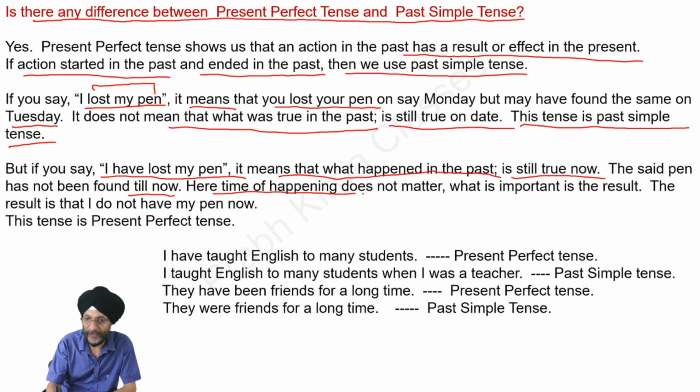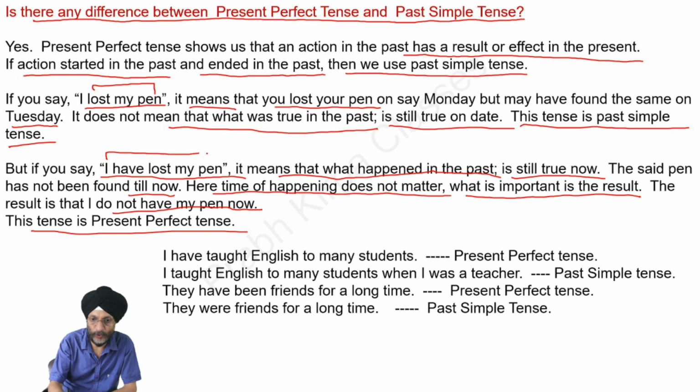Here, time of happening does not matter. What is more important is the result. The result is that the pen is still not traceable. The same is still missing. The result is that I don't have my pen now. Here, this tense, that is, I have lost my pen, is present perfect tense.